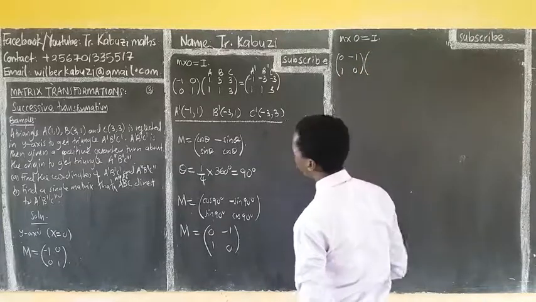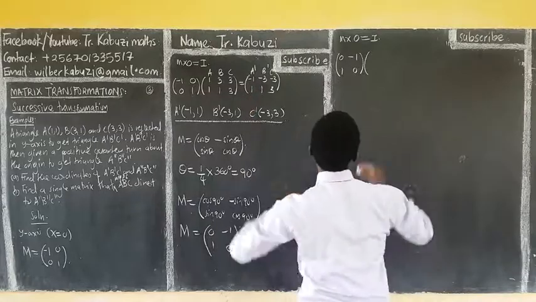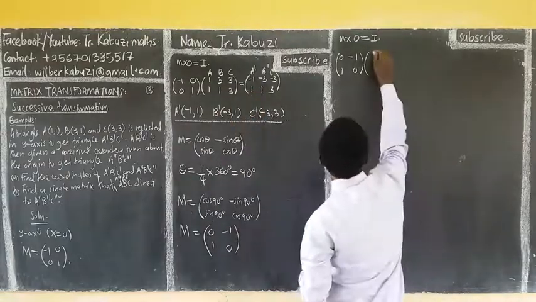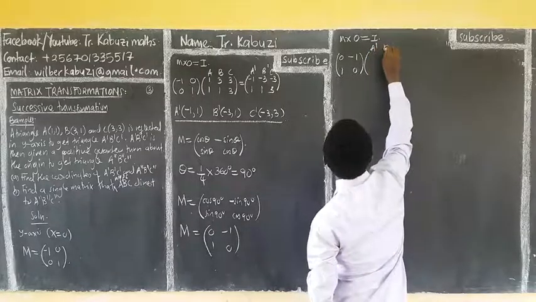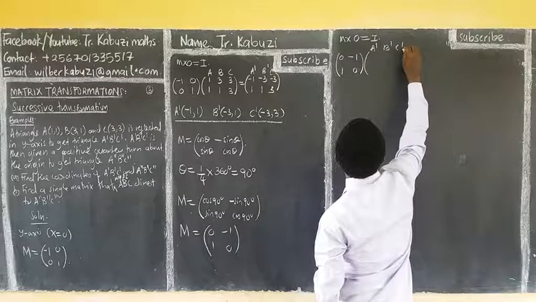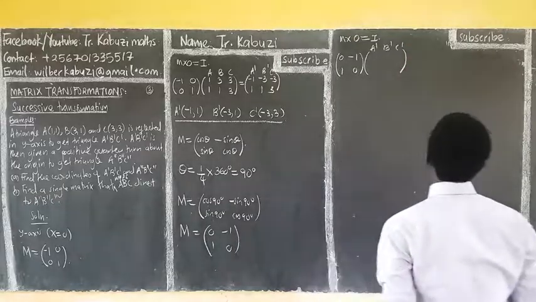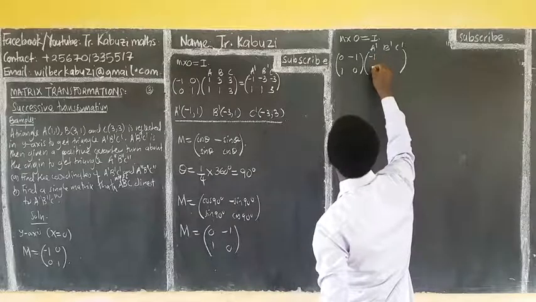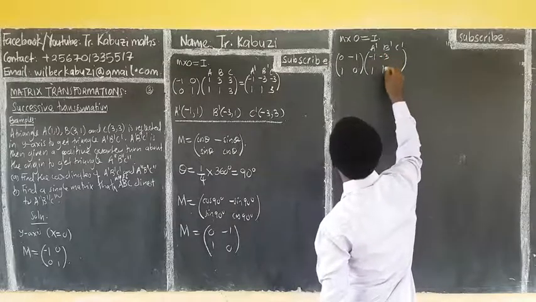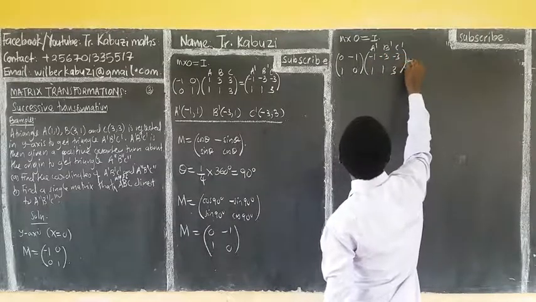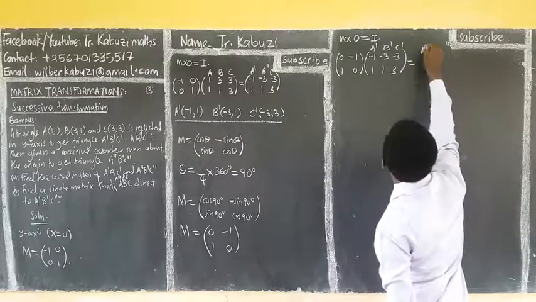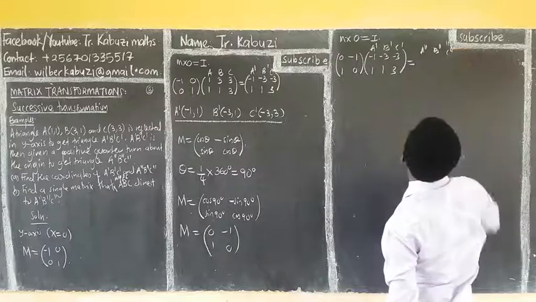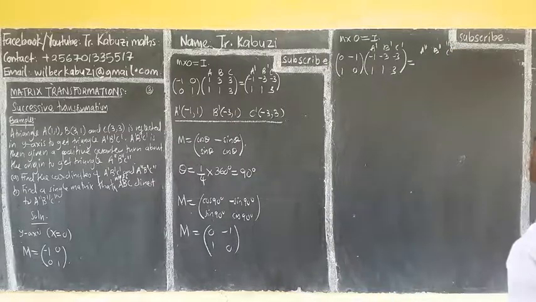Now what is going to be my object? This is going to act as my object, the object to get A double prime, B double prime. So here I have A prime, B prime, C prime. When I substitute these, I have negative 1, 1, 3. When I do this, I'll get A double prime, B double prime, C double prime, in that order.